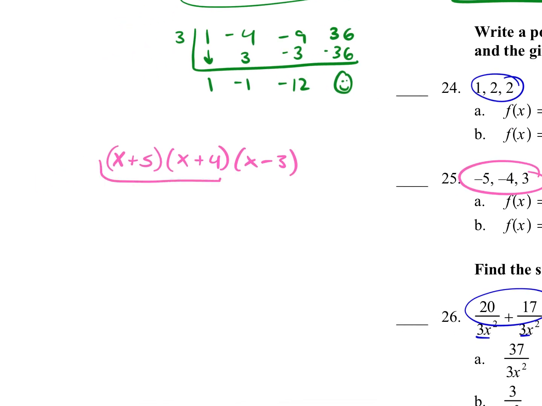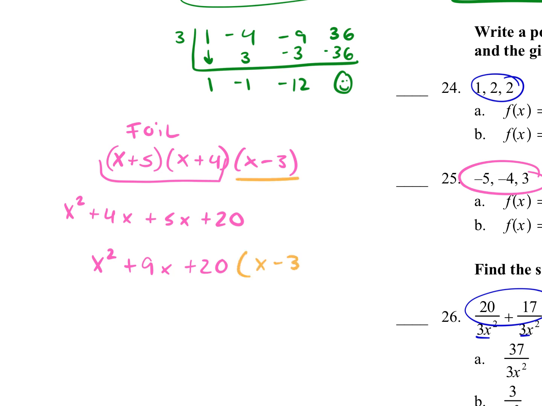We're going to take the first two, FOIL them together. So first would be x squared, the outsides would be plus 4x, the insides plus 5x, and the last is plus 20. So combine our like terms, this would be x squared plus 9x plus 20. Then we still have to multiply the third one to it, so x minus 3.